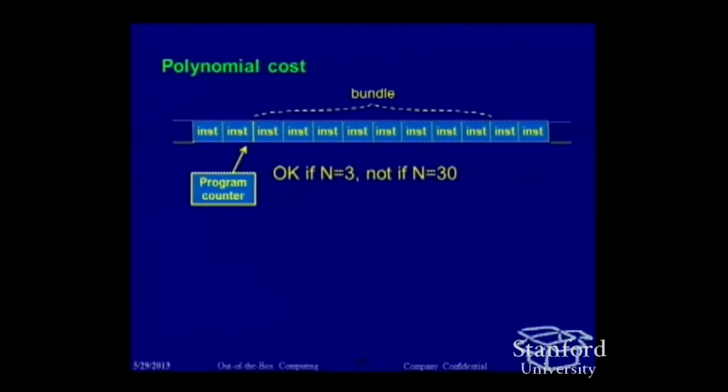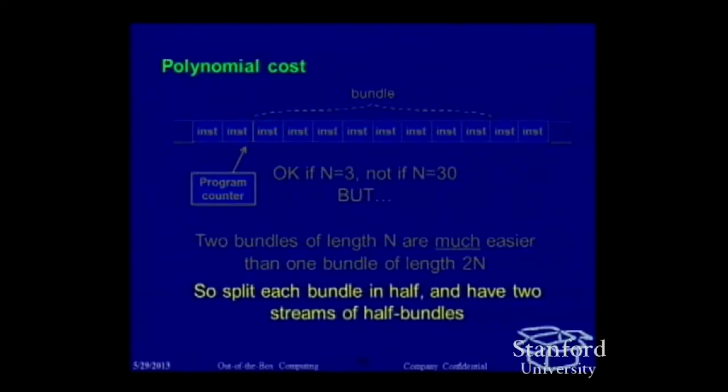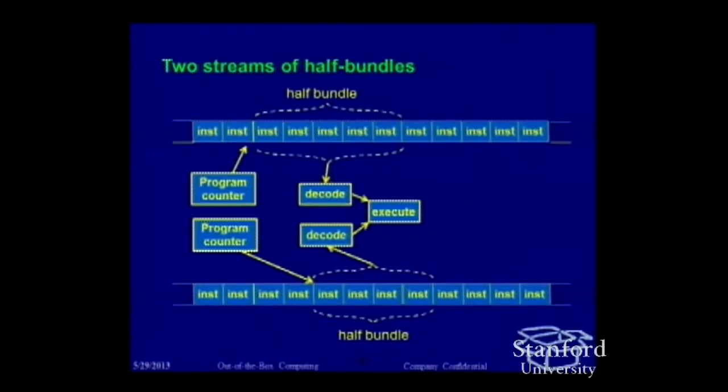So we need a way around that. Well, here was the first insight. Because it's polynomial, you can parse 2 bundles of length n much faster, much easier, with much less power and much less trouble than 1 bundle of length 2n. Just normal polynomial. So, split each bundle in half and have 2 streams of half bundles. That's what it looks like.